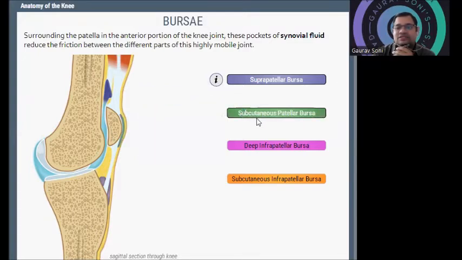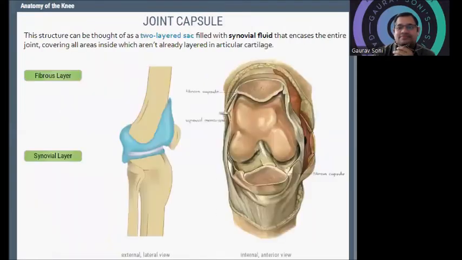Next one is subcutaneous patellar bursa. This one, green one. Then deep infrapatellar bursa, purple one. And then subcutaneous infrapatellar bursa. This is lower to patella, that's why the name is infrapatellar.